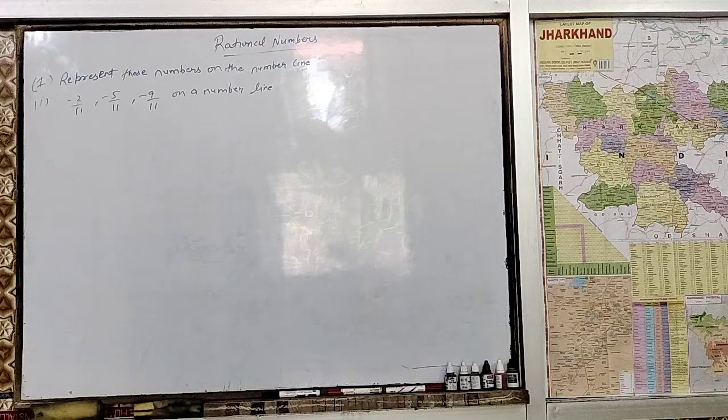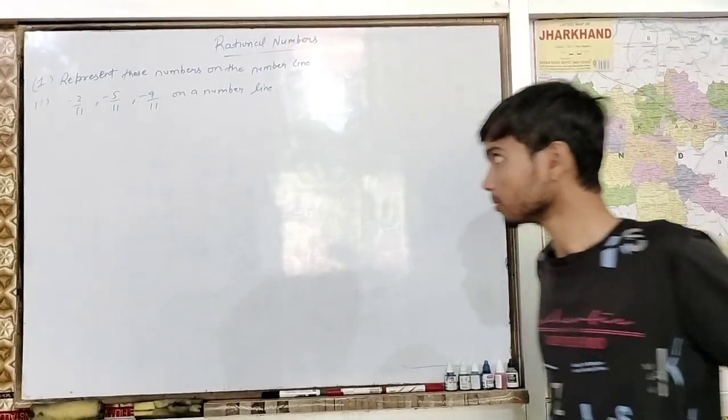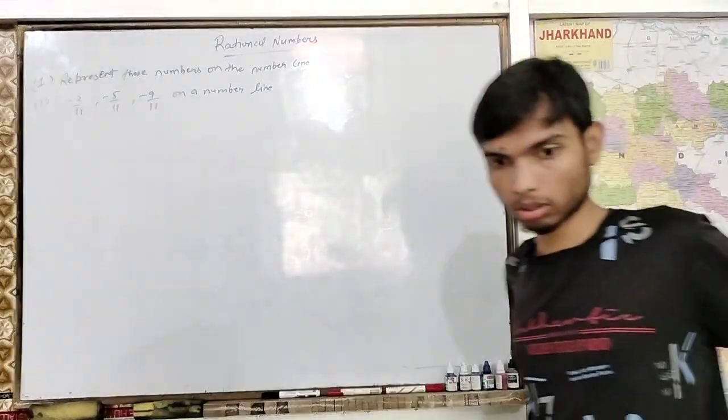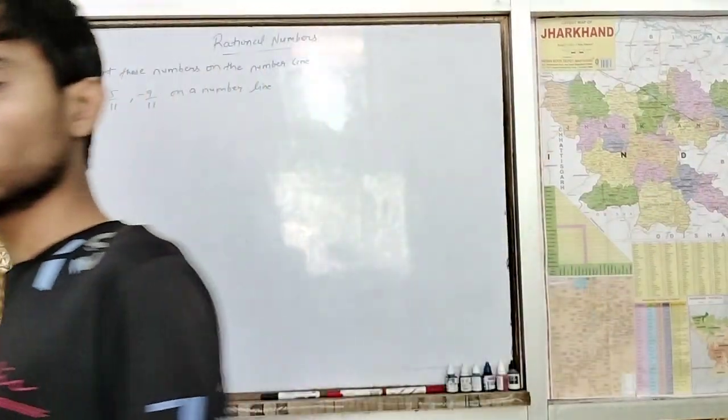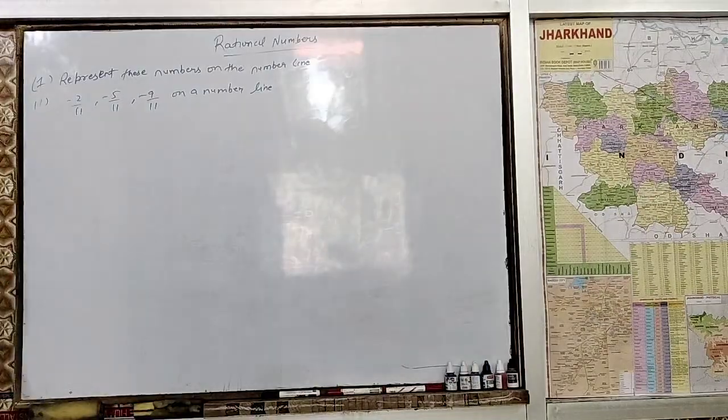Look at this. Always remember, one more fact I would like to tell you. If the denominator is greater than the numerator, in that case the fraction will come between 0 and 1 or 0 and minus 1. If the denominator is greater.